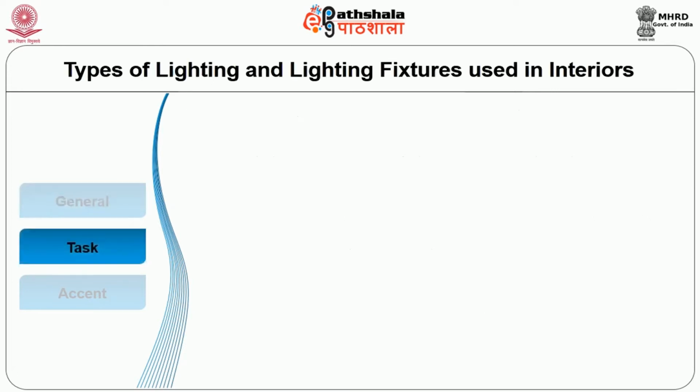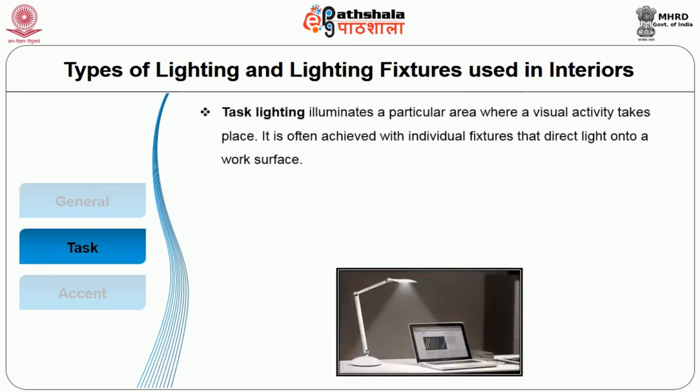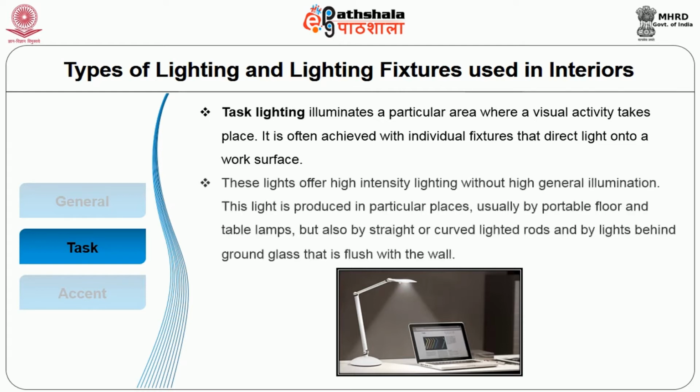The next one is task lighting. The task lighting illuminates a particular area where visual activity takes place. It is often achieved with individual fixtures that direct light onto a work surface. These lights offer high intensity lighting without high general illumination.